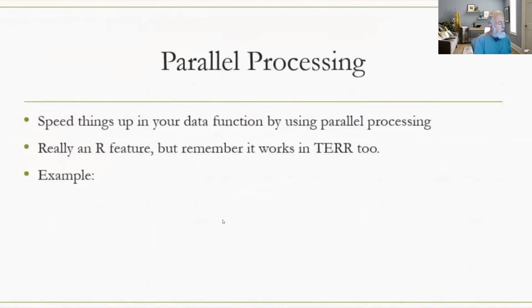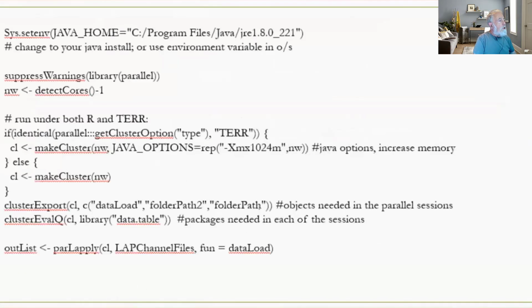Parallel processing is something that we recently had some requests about. How can I speed up my R data function? And this is actually really an R tip more than a Spotfire tip. But if you're using data functions, it's good to keep in mind that parallel processing works the same way when you're running in TERR under Spotfire as it works in open source R separate from Spotfire. So here's just a little code snippet.